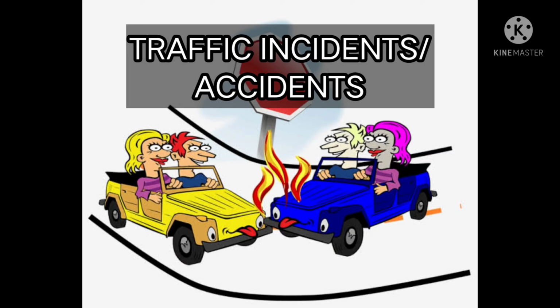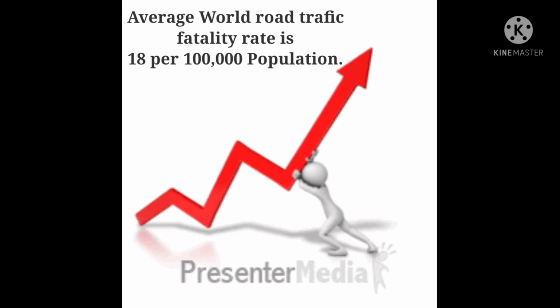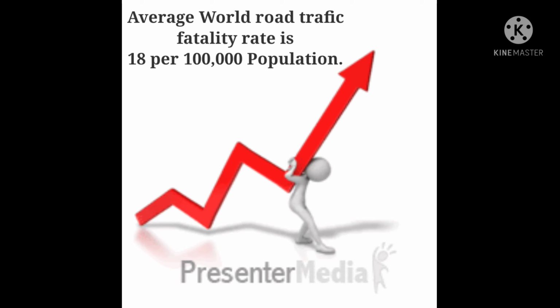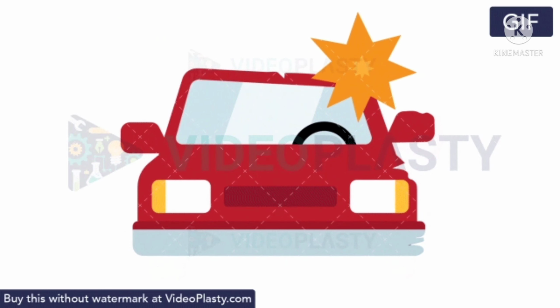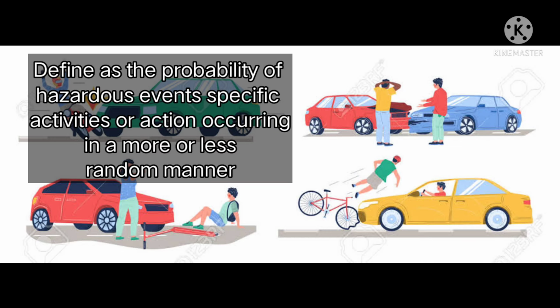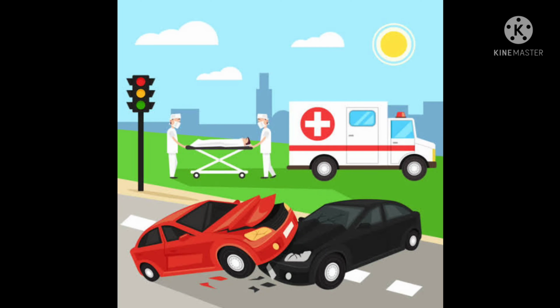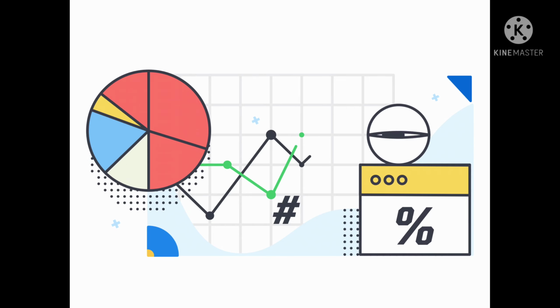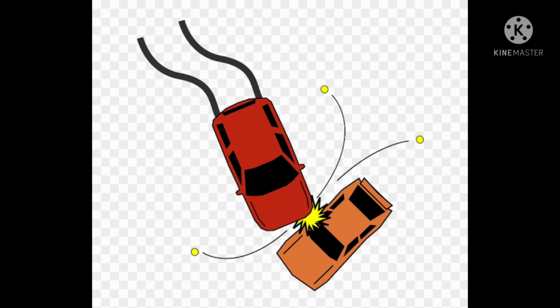Next is traffic incidents or accidents. Road traffic injuries are the main cause of death for young people. The average world road traffic fatality rate is 18 per 100,000 population. The transportation system is an example of a system where various types of risk are inherently present. Risk can be defined as the probability of hazardous events, specific activities or actions occurring in a more or less random manner, whose outcome may be injuries or death to individuals or groups. In other words, it represents the statistical likelihood of random exposure of an individual to some hazardous event, in which case a measure of the probability and severity of the impacts is involved.